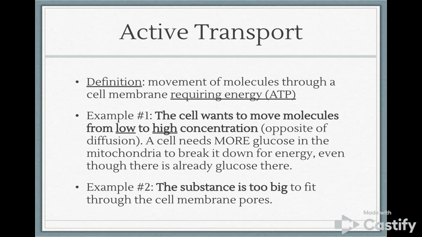The other example is when the thing that it wants in or out is way too big to fit through the cell membrane pores or even a protein. So it's literally going to have to take in or give out that substance through a different process. Both of these examples are active transport. Active transport requires energy, and our energy currency in our body is called ATP.